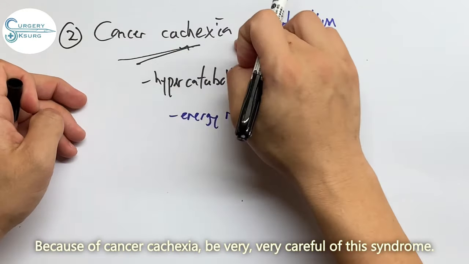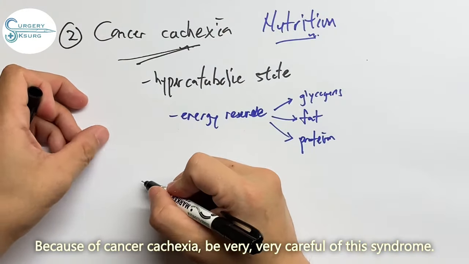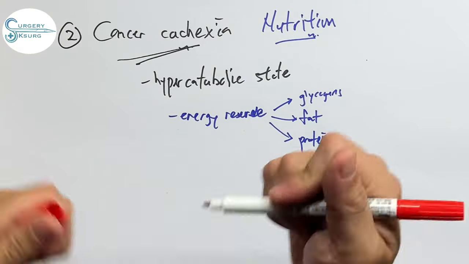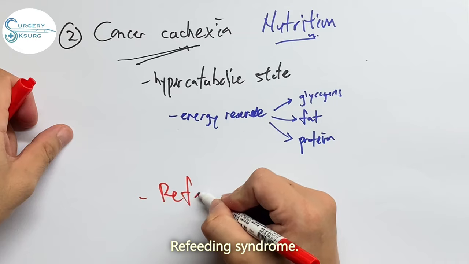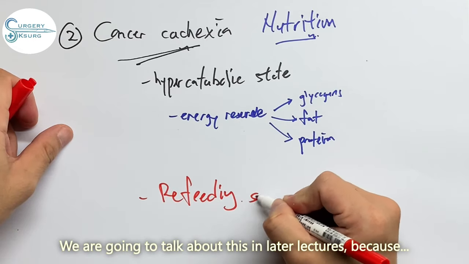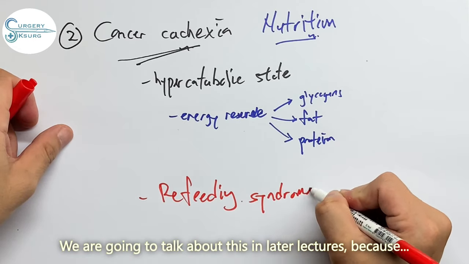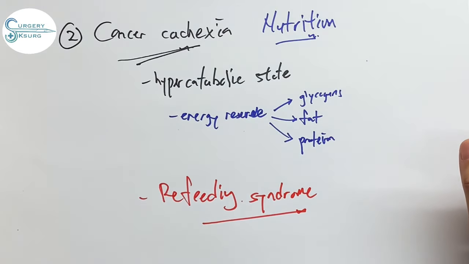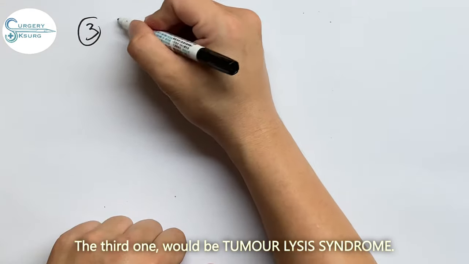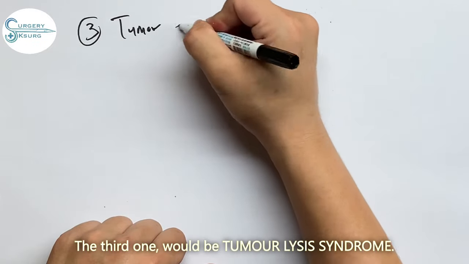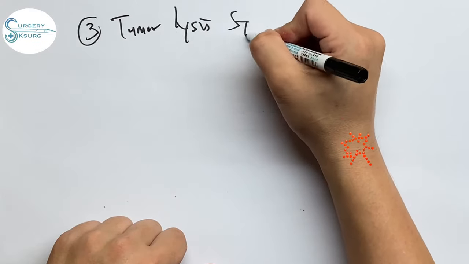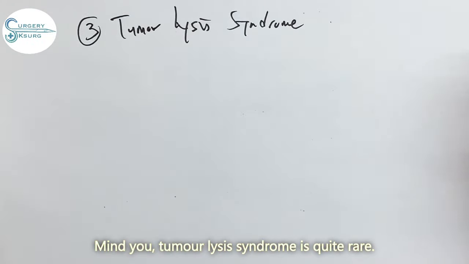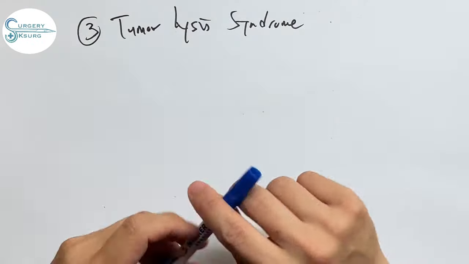Because of cancer cachexia, be very, very careful for this syndrome, refeeding syndrome. We are going to talk about this in later lectures because refeeding syndrome is a very huge topic as well. The third one will be tumor lysis syndrome. Mind you, tumor lysis syndrome is quite rare.